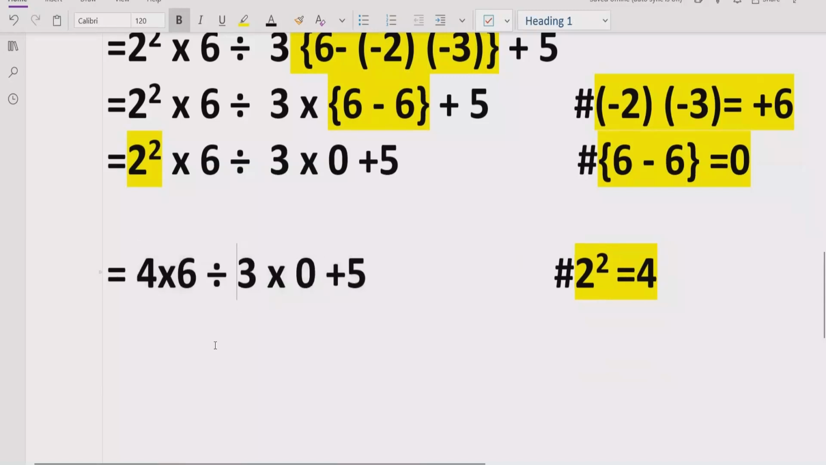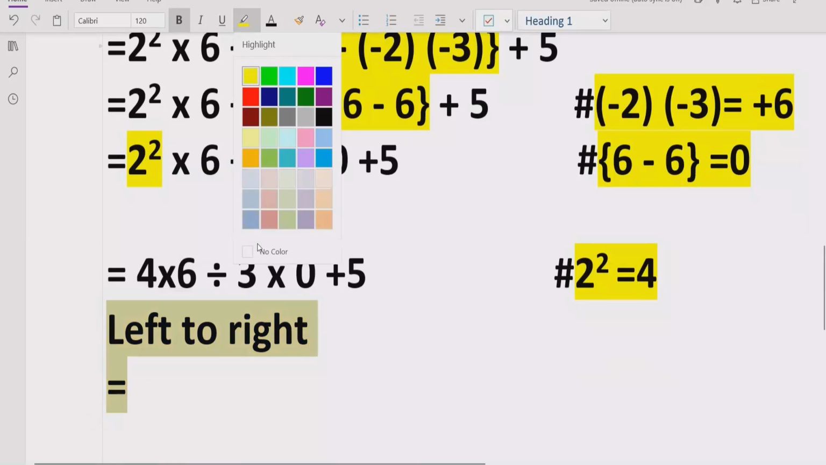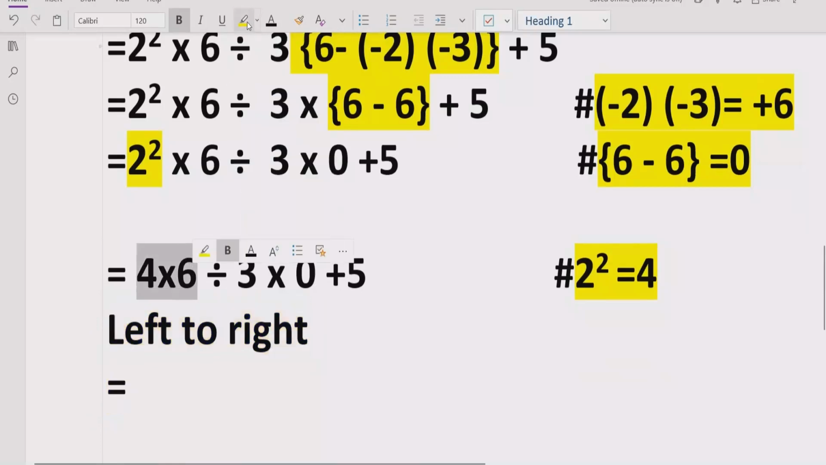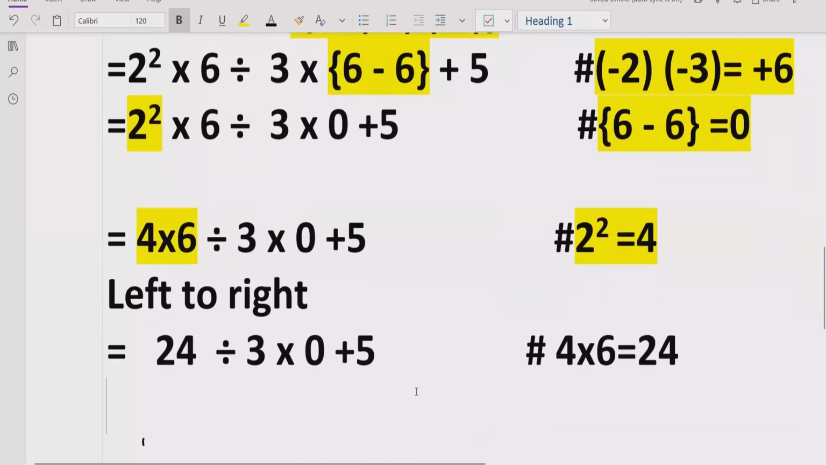So now we have to move left to right and look at multiplication and division. Here, if you see, this part is coming first, so we will multiply these two terms: 4 multiplied by 6 equals 24. The other part we will write as it is, and here we give the reference: 4 multiplied by 6 equals 24. Now again we have to go left to right.